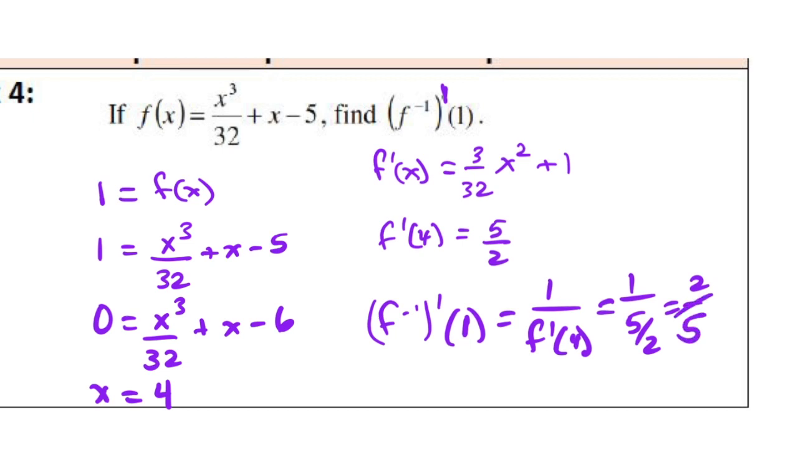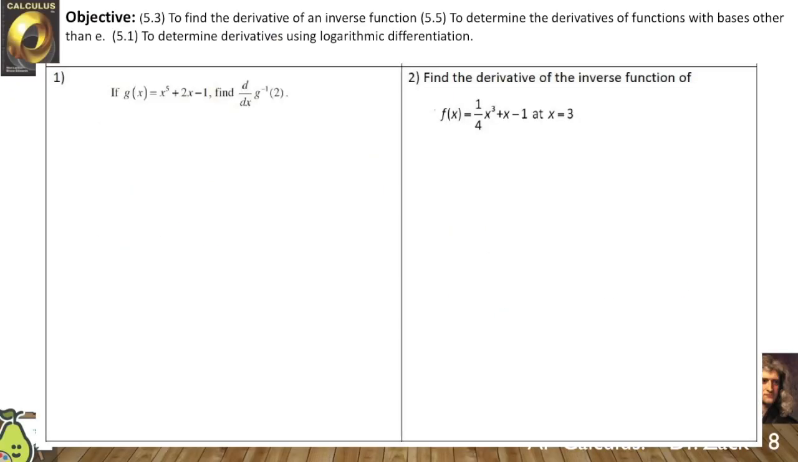So we're going to use the idea that the derivatives of our inverse functions and our functions are reciprocals to solve many of these problems. So now why don't you give questions 1 and 2 a try? Turn the video off. Afterwards, check your answers.